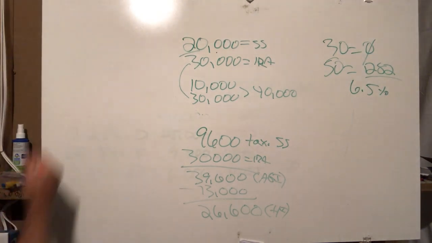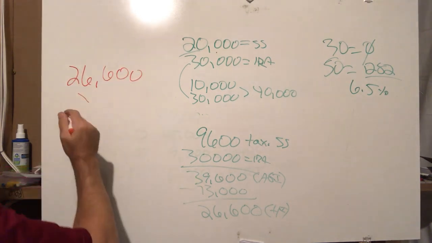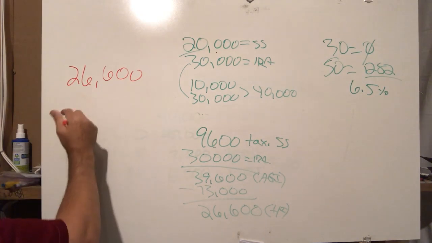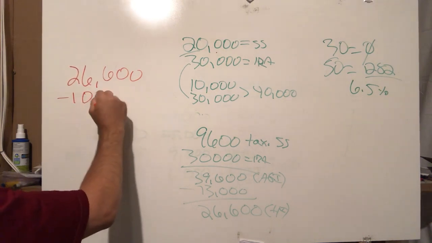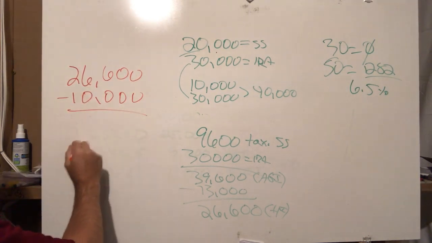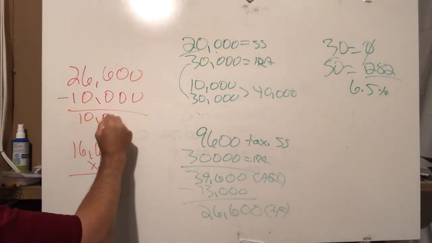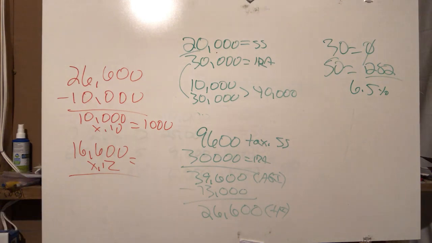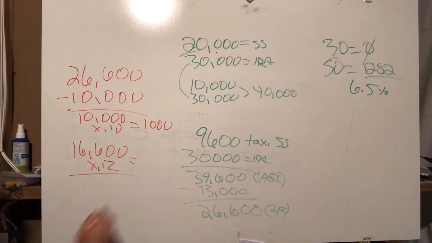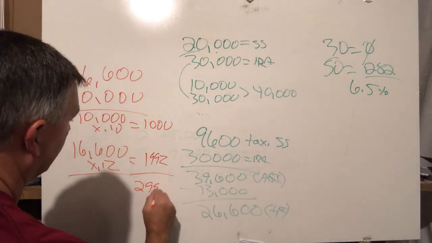All right, so again, the first $10,000, oh, look at that, it's a beautiful thing, because she's single, so minus $10,000, which would be taxed. That'll be $16,600 times 0.12, which is the next tax bracket. $10,000 times 0.10 equals $1,000, and we got $16,600 here. $16,600 times 0.12 is $1,992. All right, so here we got $2,992 of taxes.